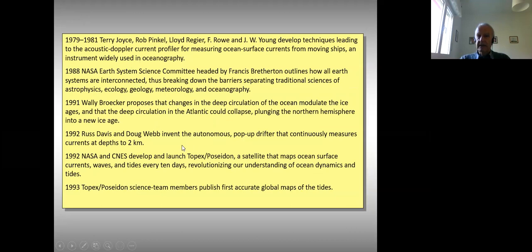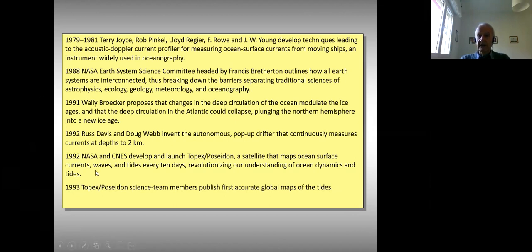Just to give you an idea, in the 1990s came the drifters that continuously measure current at a depth of 2 kilometers. So you have the vertical profiling of the current up to 2 kilometers in the ocean, following the current. The first satellite measurement of the sea level started in 1992. So this is another historical date in the development of oceanography.